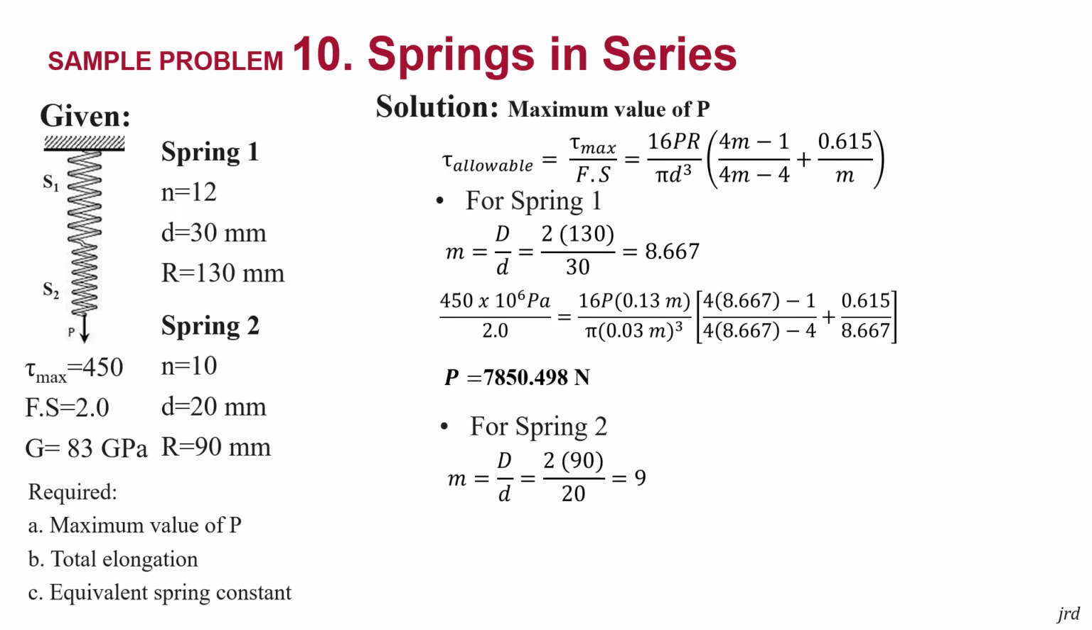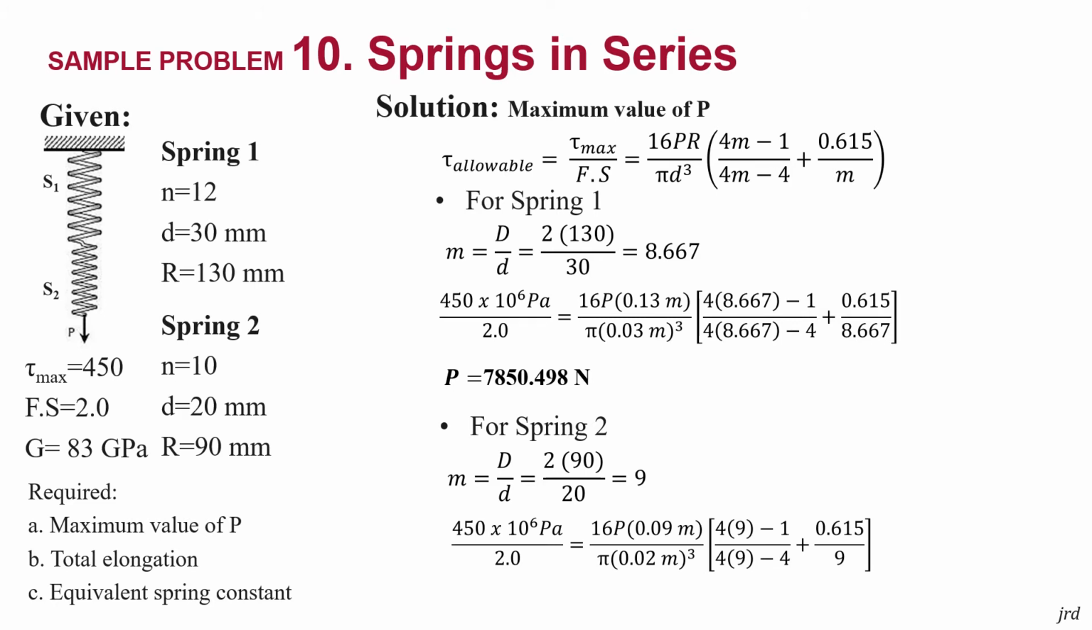For spring 2, we do the same process. We determine the spring index to be 9, and using the same formula and applying the correct dimensions for spring 2, we have P determined to be 3,379.268 newtons. We have determined two values of P as design values to keep our assembly safe. We select the value of P which is the lowest, 3,379.268 newtons.